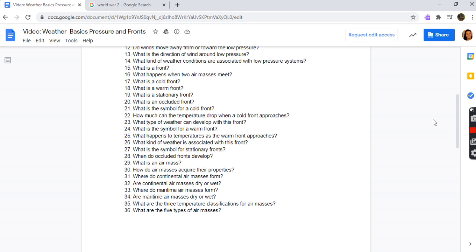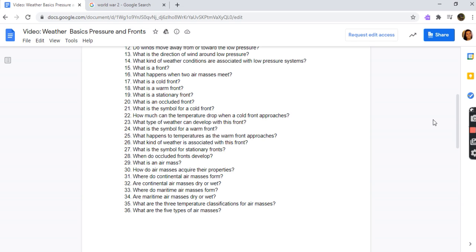What is the symbol for the warm front? What happens to the temperatures as a warm front approaches? What kind of weather is associated with this front? What is the symbol of stationary fronts?